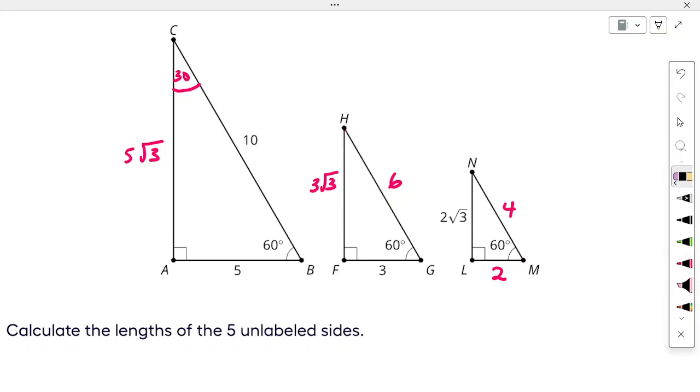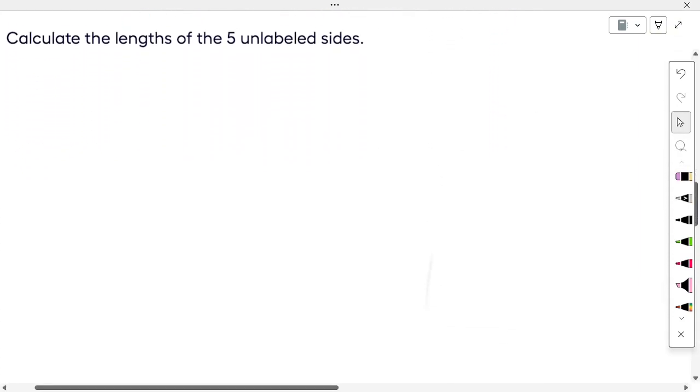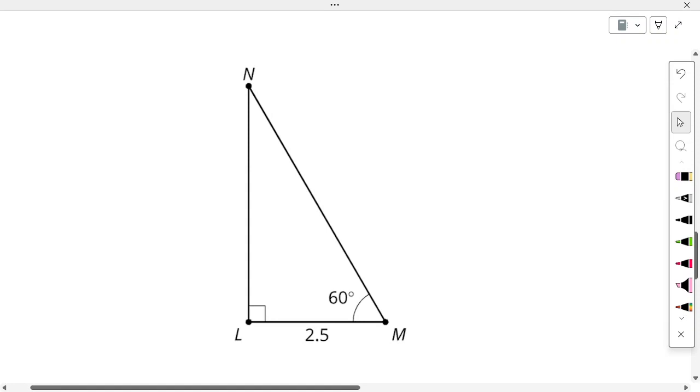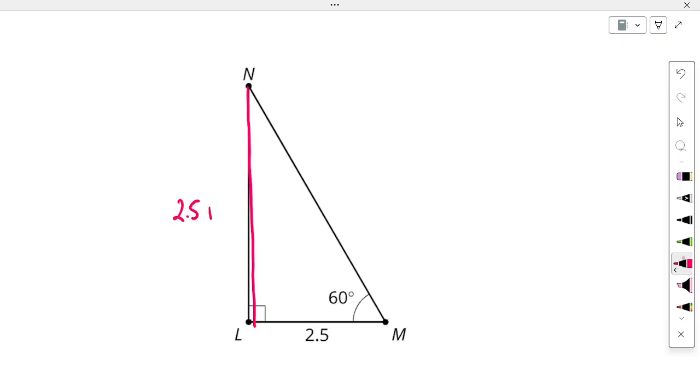Okay, so that's a 30, 60, 90 triangle. I hope you get the gist of it. Here's one final question just to really test you out. Find the length of NL for me. That is 2.5 times the square root of 3. Now find the length of NM for me. That is 2 times 2.5, which is just 5.